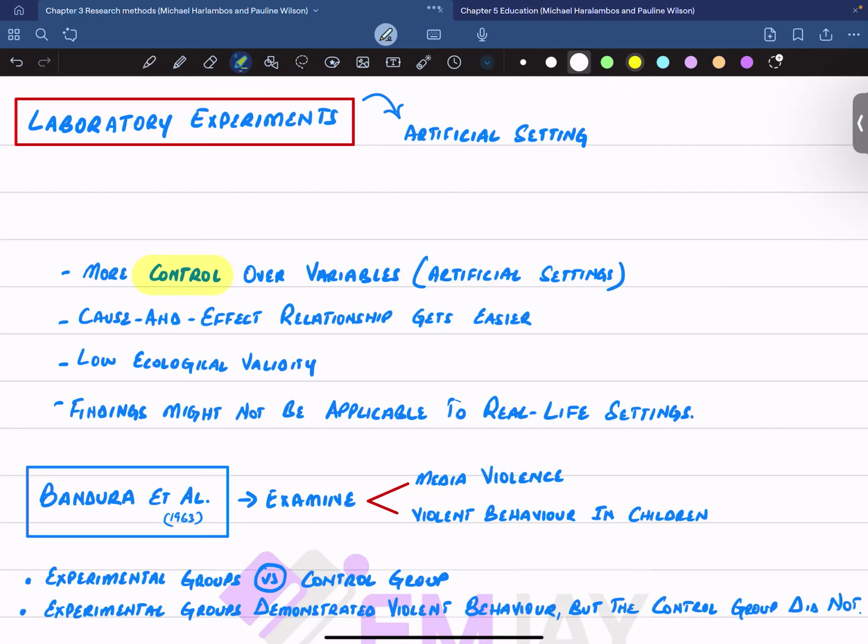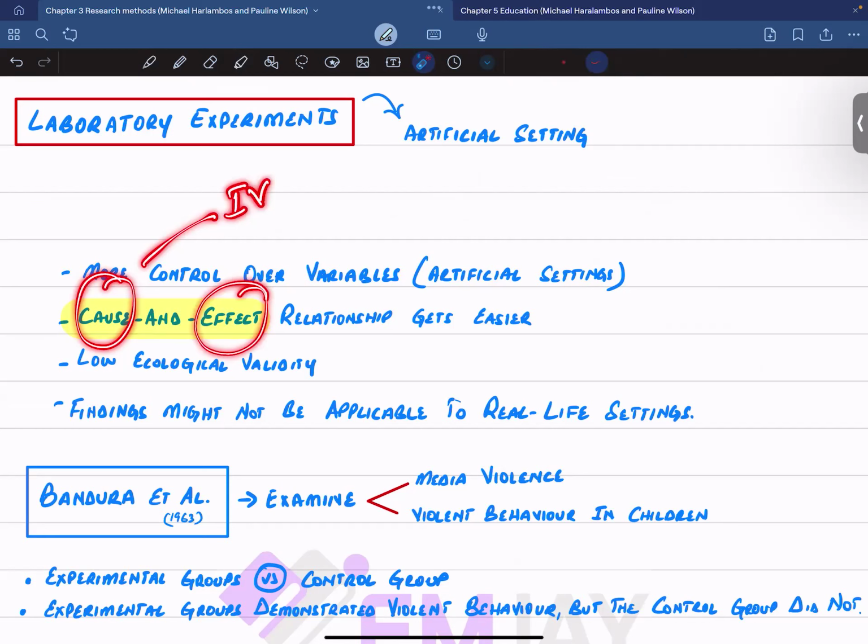And the more control a researcher or an experimenter has over the situation, the better chances there are for the researcher to be able to figure out the cause and effect relationship of the variables, right? Remember, your cause was the IV, your effect is the DV. As an experimenter, you manipulate or you change your IV to look for its effects on the DV.